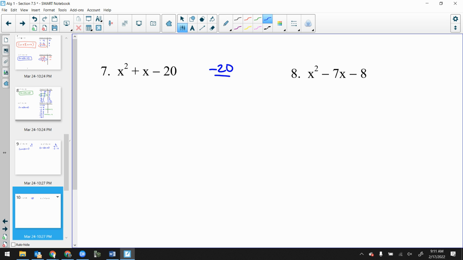See, again, those of you who are good with your math facts, you might be able to do this all in your head. You might not even make a list. Negative 4 times 5. Negative 4, positive 5. Good. Negative 4, positive 5. What is negative 4 plus 5? 1. So it's x minus 4, x plus 5.